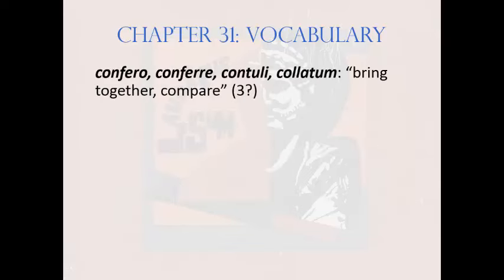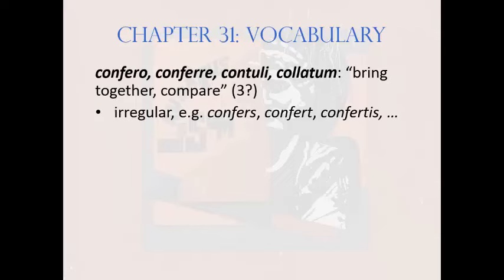For instance, attach con onto the front of fero. Con is the form cum, with, takes when it's used as a compound, and the result is confero, conferre, contuli, collatum, meaning literally bring together, often with the sense compare. It's third conjugation-ish, like its base verb fero, whose irregular athematic forms it follows. For instance, confers, confert, confertis, and so on.